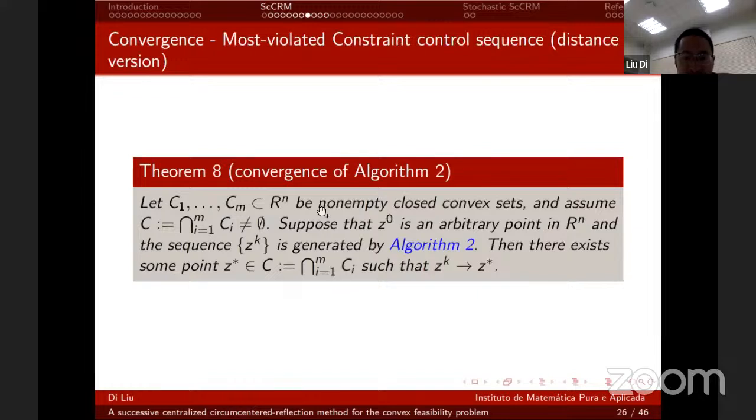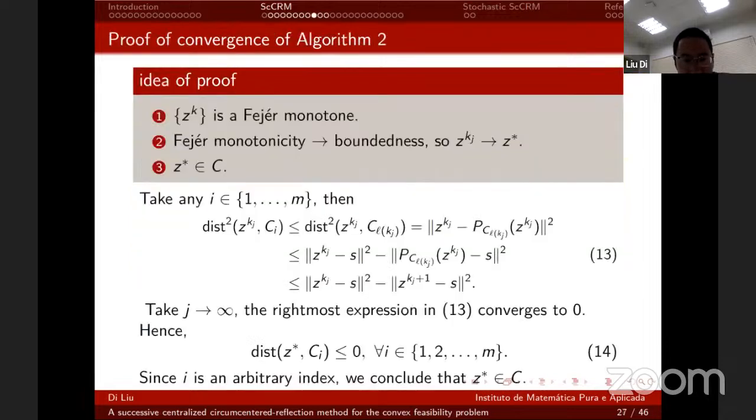And then we can get the convergence of the second algorithm, which means the most violated constraints. And the idea is similar. First, we get the Fejér monotone, which is already there, and then because of boundedness, we get a subsequence converging to this z star.